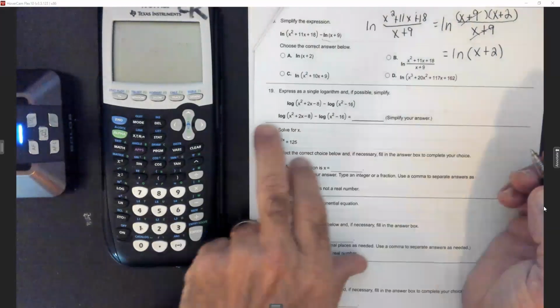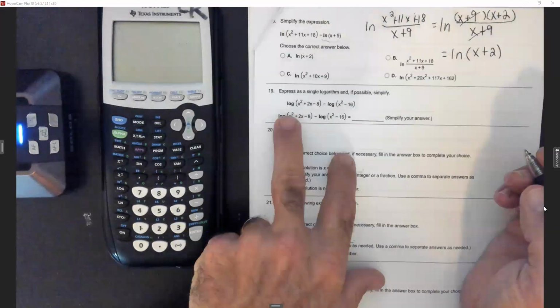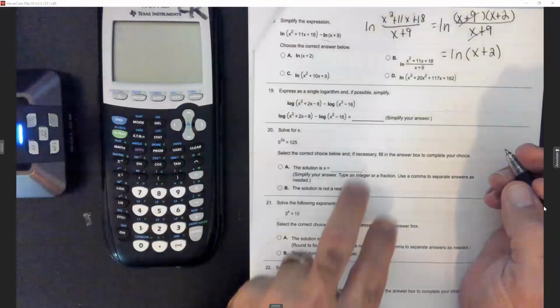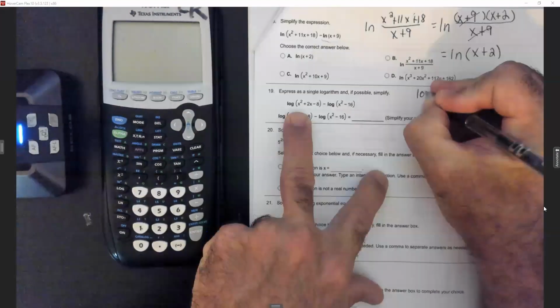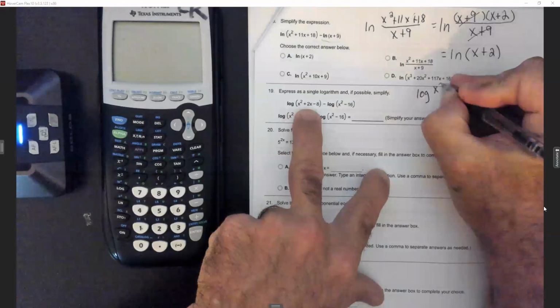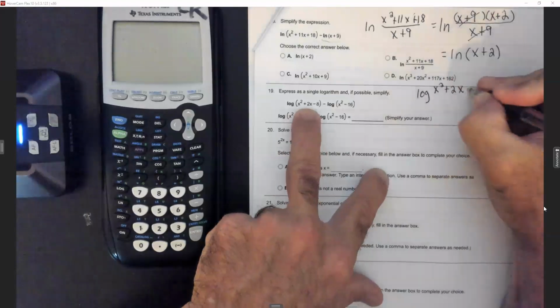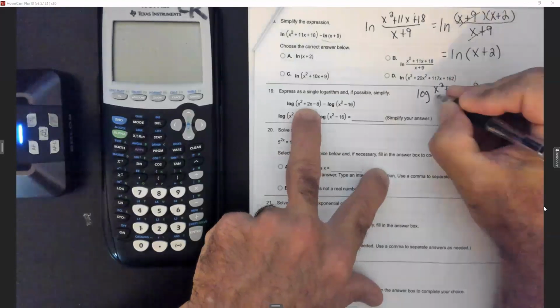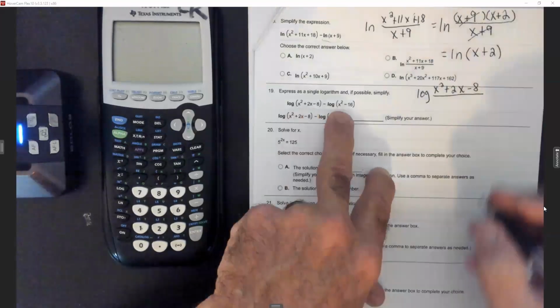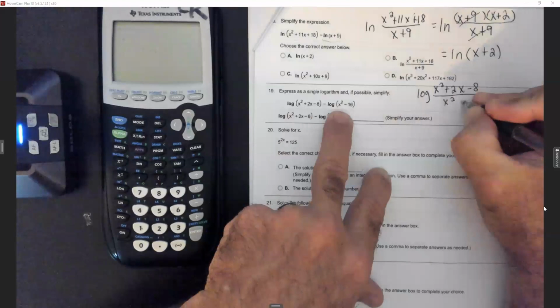Let's see, same thing on this one, but it's using logs. So look, you've got an ln and a log. I just sort of switch back and forth on them. So this would be a log on top, since that's positive, of x squared plus 2x minus 8. On the bottom, since this is being subtracted, is x squared minus 16.